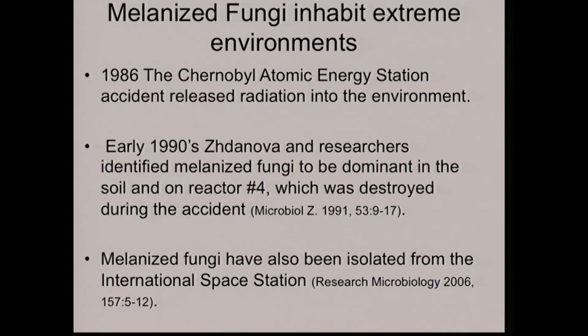Okay, so I mentioned Chernobyl, so I'm going to mention that again. The Chernobyl accident occurred in 1986, and then in the early 90s, several groups, including this one, investigated what was growing in the soil around Chernobyl. And what they found was a very large fraction of the fungi are melanized. They even found melanized fungi growing on hotspots of reactor 4 that melted down. It's pretty sweet, right?